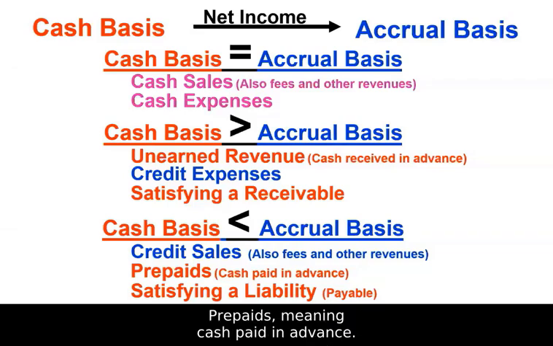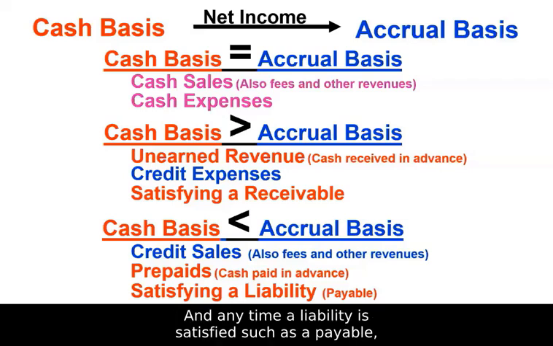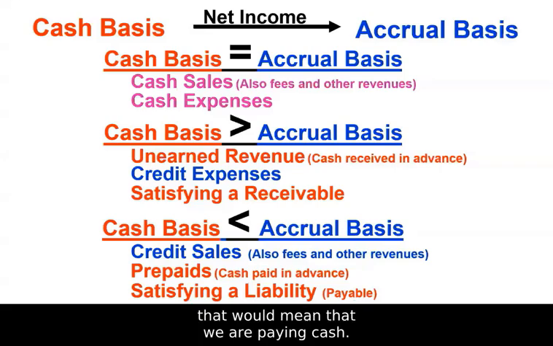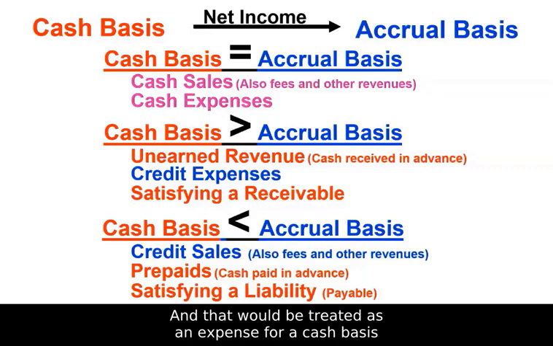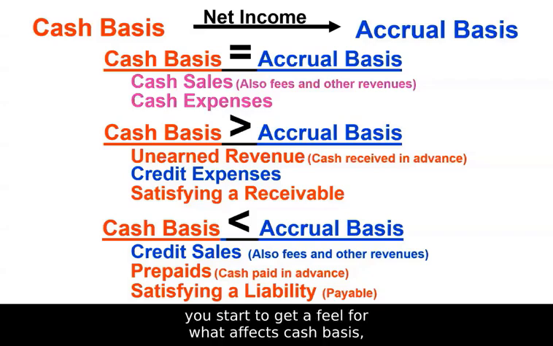Prepaids, meaning cash paid in advance, that will be recognized as an expense for cash basis, but not accrual basis. Their cash basis net income will be less because we are recognizing an expense for cash basis. And anytime a liability is satisfied, such as a payable, that would mean that we are paying cash, and that would be treated as an expense for cash basis, but not accrual basis. If you go through these examples, you start to get a feel for what affects cash basis, what affects accrual basis, and what affects both cash basis and accrual basis.